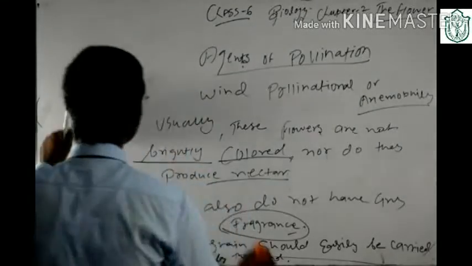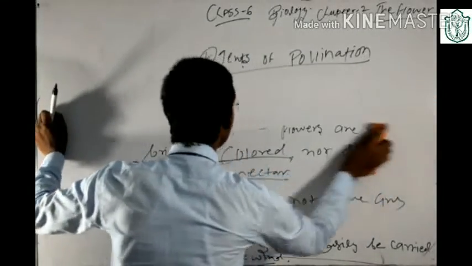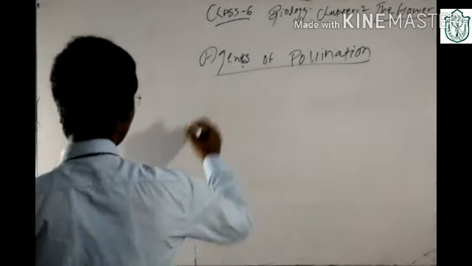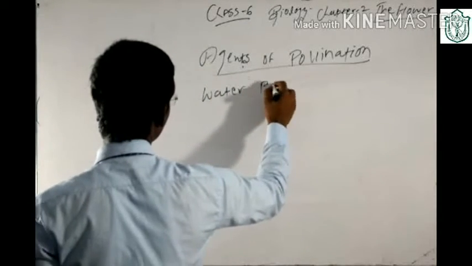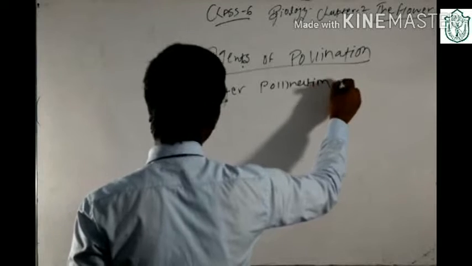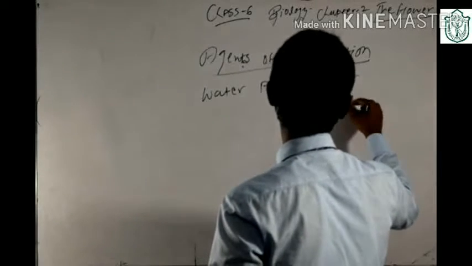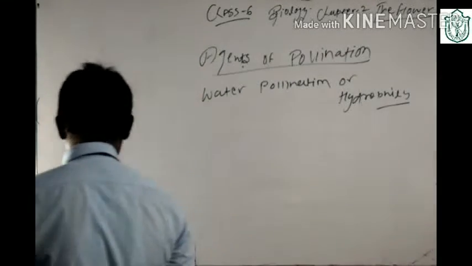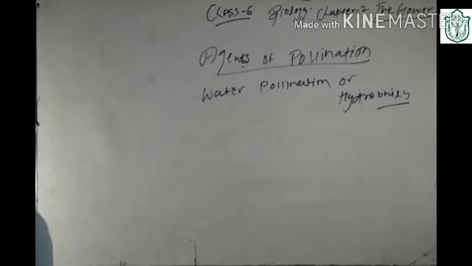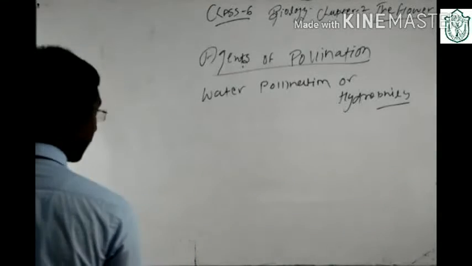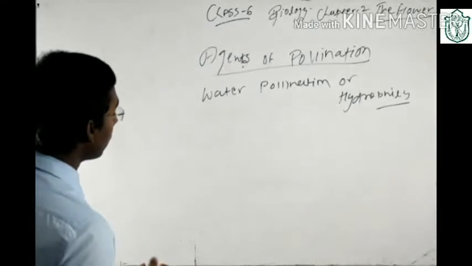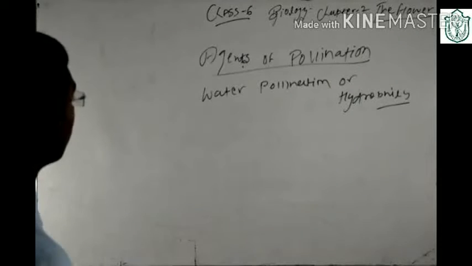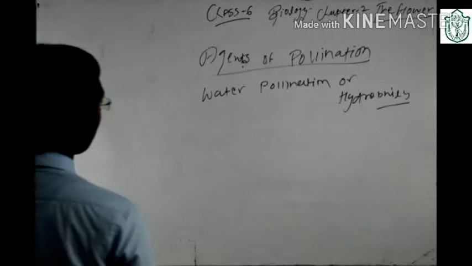Number third, we are going to study pollination by the help of water. So, water pollination, or it is called hydrophily. So we are going to study this water pollination. Before that, we study the characteristic features of the water-pollinated flower.